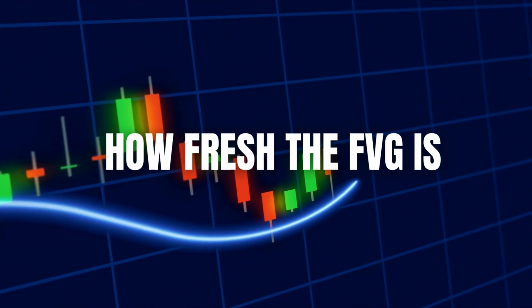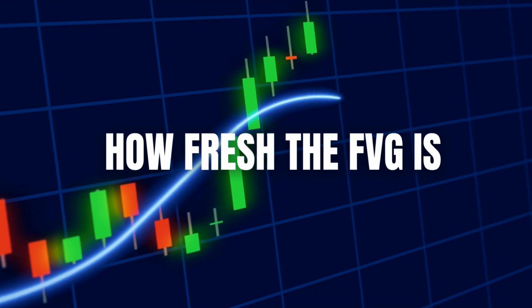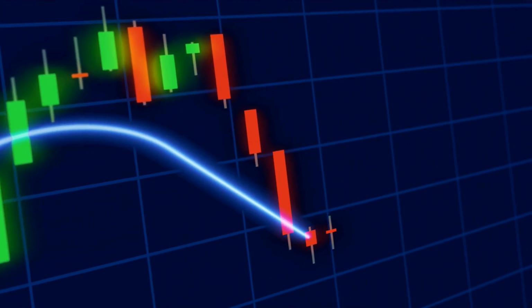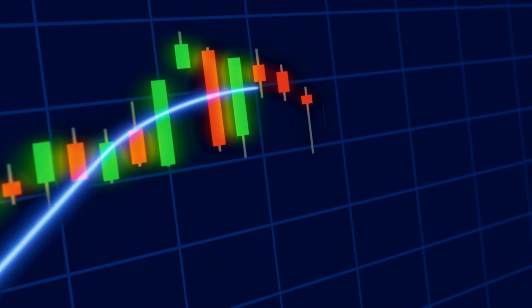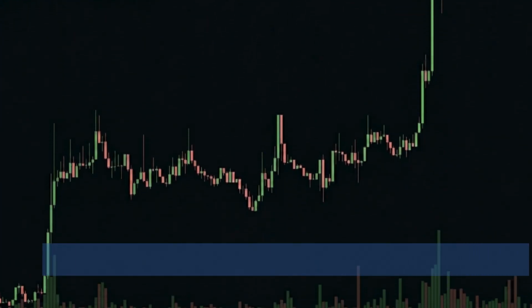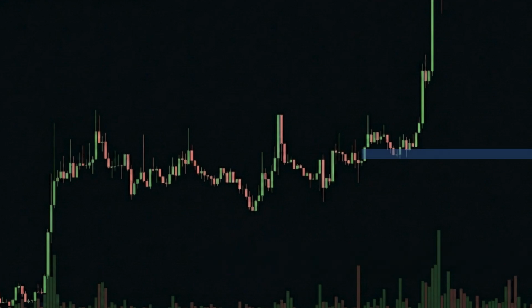The third is how fresh the FVG is. A fair value gap that forms and gets filled within the same session is one thing. An FVG sitting on the chart untouched from 3 days ago? Price has moved on, the market context has shifted, and that gap is now much less relevant. Fresh gaps on the current session or the prior day carry the most weight.